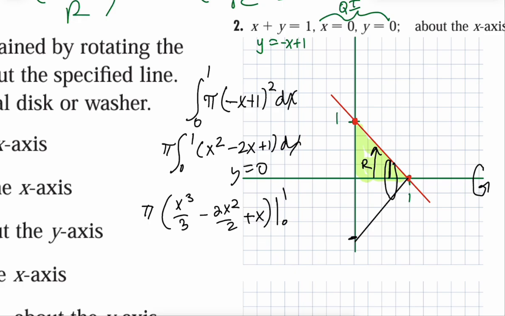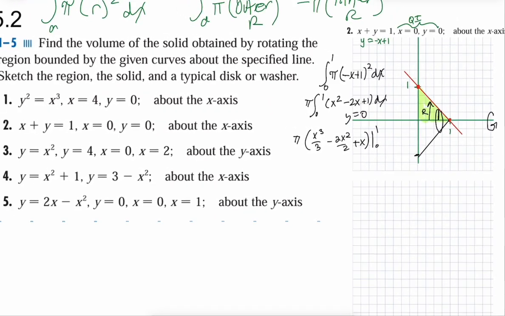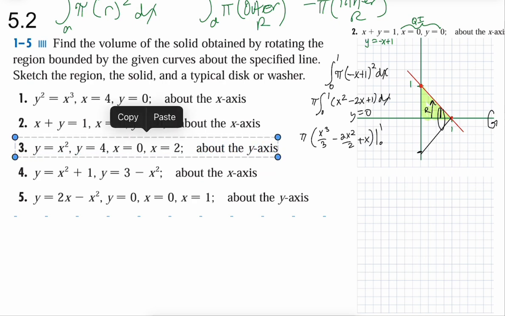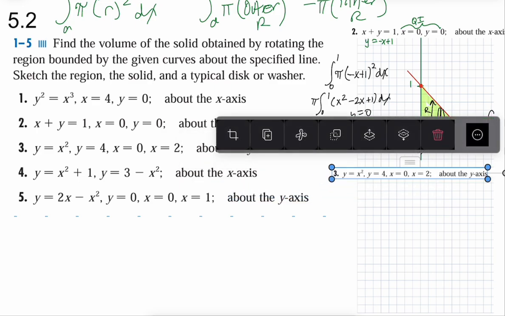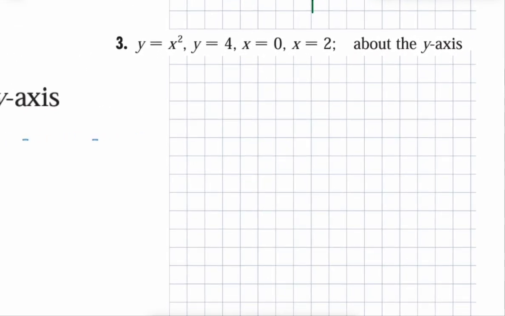So that one is a nice one. When you rotate about the y-axis, number 3, you want your equation to be in terms of y instead of x. So that's why you've got to be a little more careful with one like number 3. Okay, so let's now look at problem number 3. It says this time we're rotating about the y-axis.